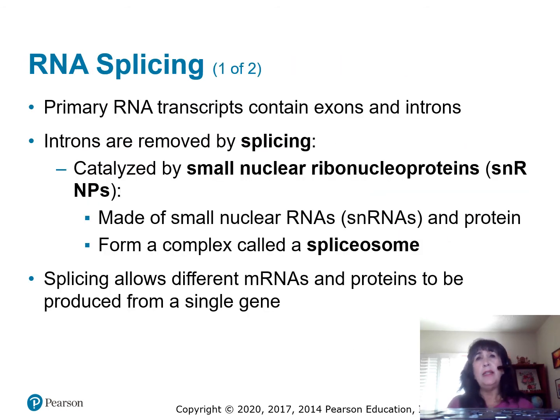So how is it that we get this mature piece of RNA and actually splice out the non-coding regions? Primary RNA transcripts contain both exons and introns. Exons are the expressed or coding regions. Introns are the non-coding regions. So how is it that we splice out the introns?